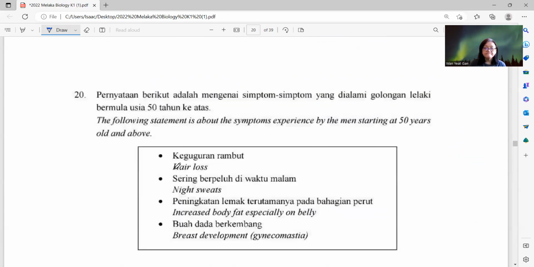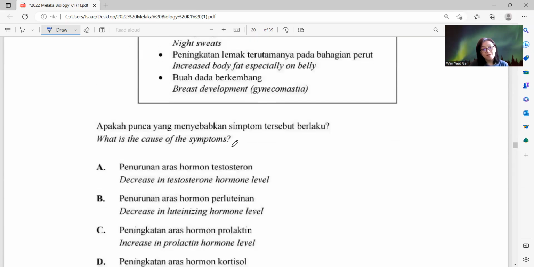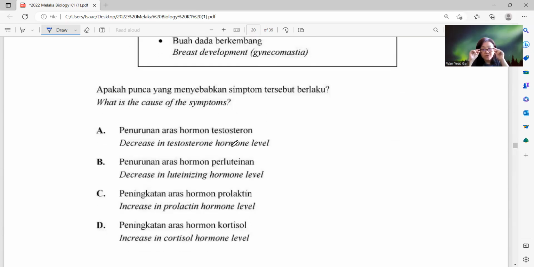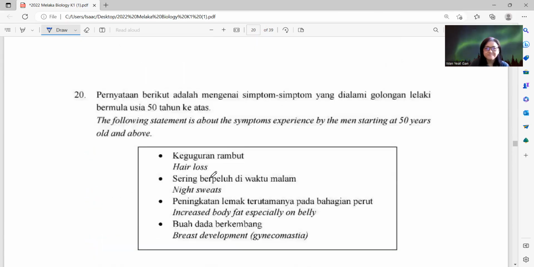Okay, 20. The following statements are about the symptoms experienced by a man aged 50 years and above. What is the cause of the symptoms? Hair loss, night sweat, increased body fat, especially on the belly. All right, so men also go through andropause, so they will have a decrease in testosterone hormone level when they age. So that will cause these symptoms.